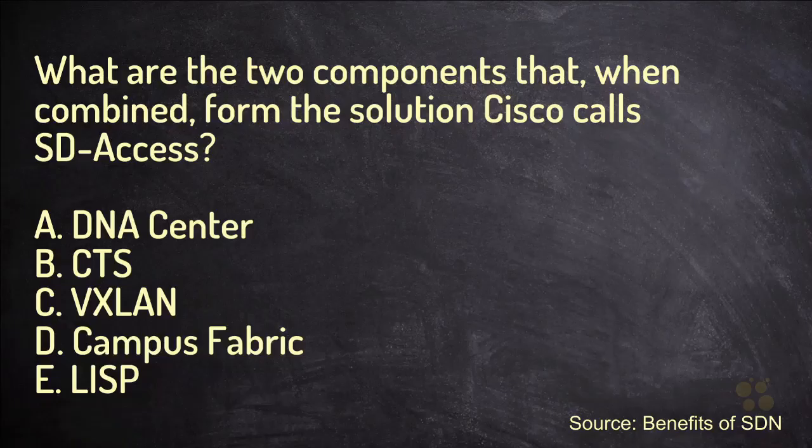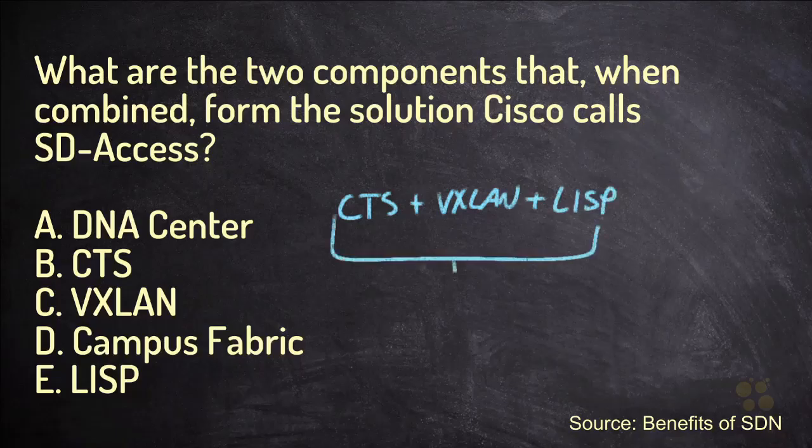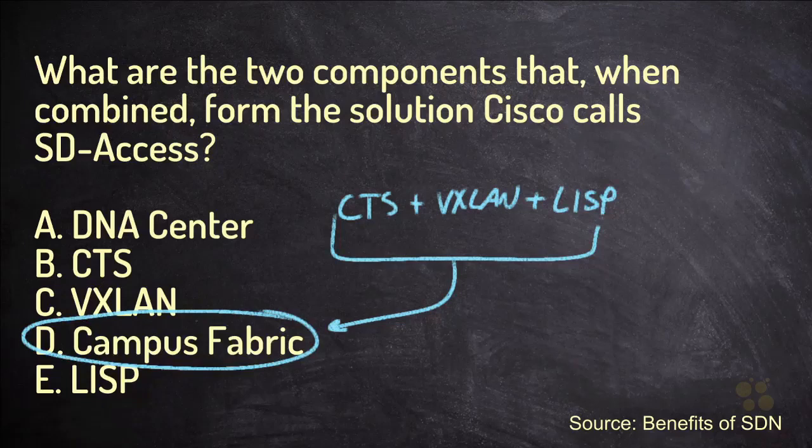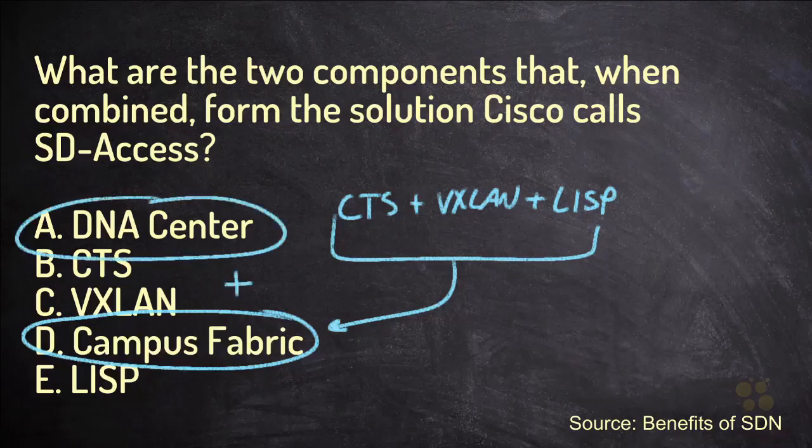Well, this is going to feel a little bit like a math operation. When we take Cisco TrustSec and combine it with VXLAN, and combine that with LISP at the control plane, well, this solution right here is the Campus Fabric, which is one of our answers. Campus Fabric on its own is a validated design by Cisco. However, when we combine DNA Center with Campus Fabric, this is what equals SDA.